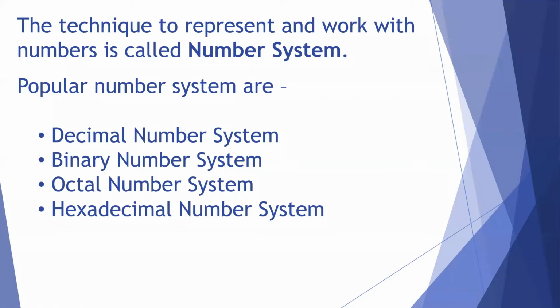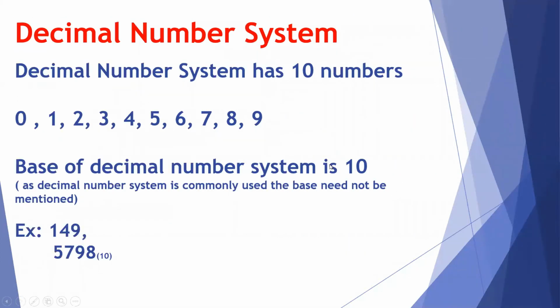What do we mean by the decimal number system? What do we mean by the binary number system? What is the octal number system? And what is the hexadecimal number system? First we'll study the decimal number system. Here, deci means 10, so it represents 10. So 10 numbers should be there. That is what the decimal number system is.